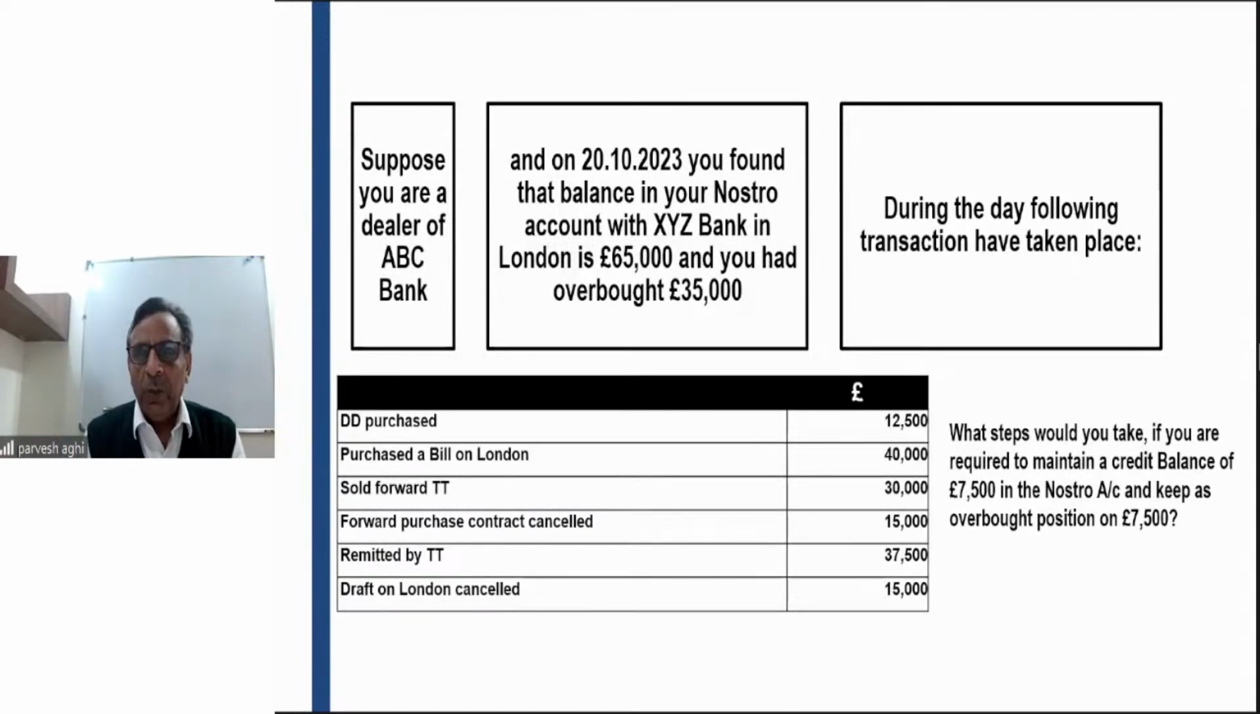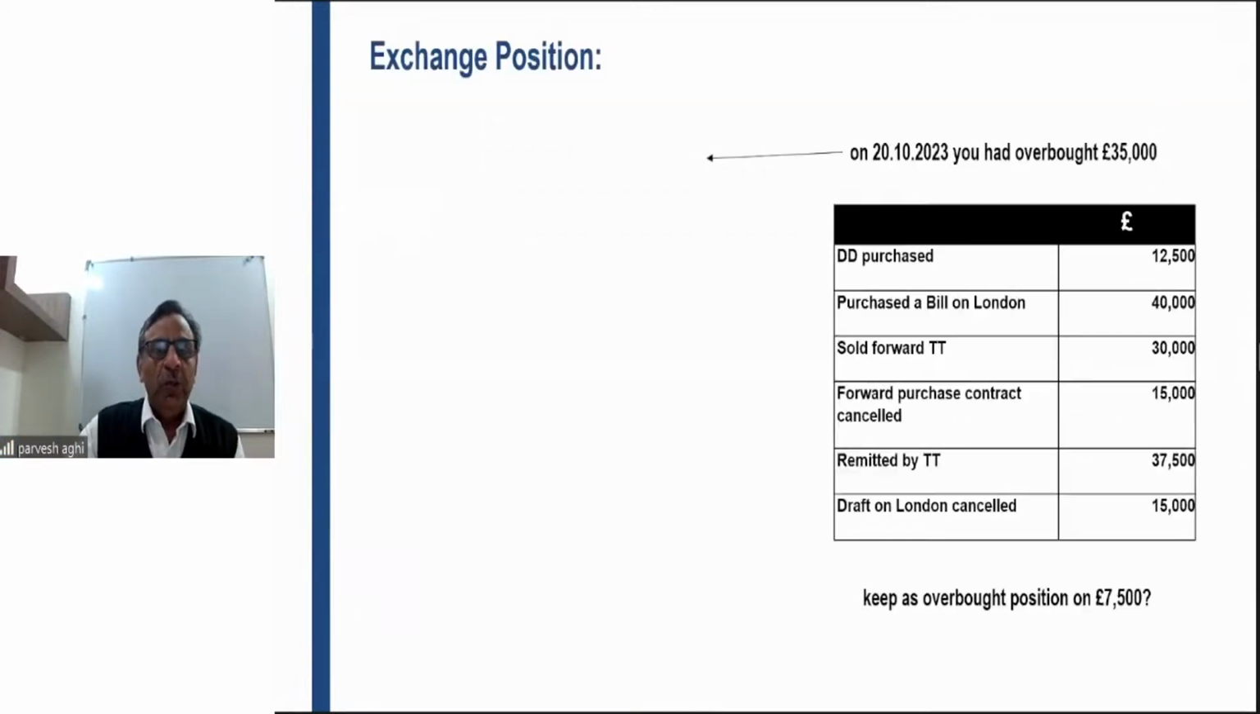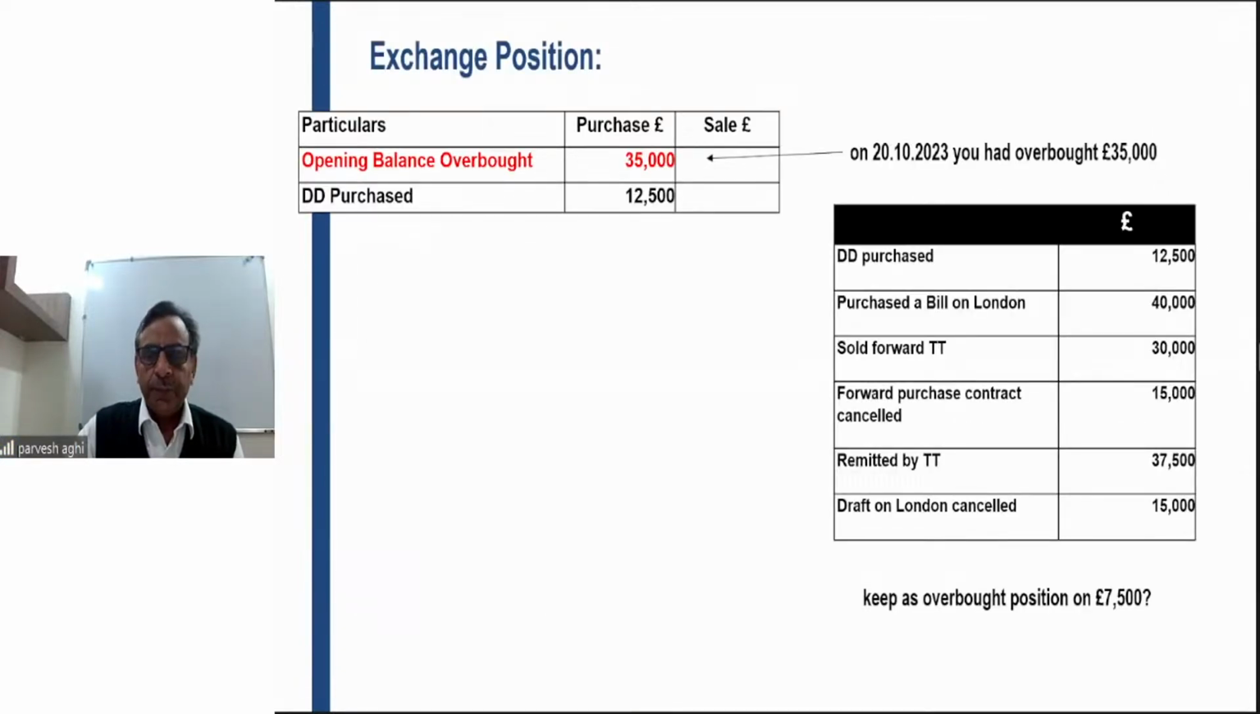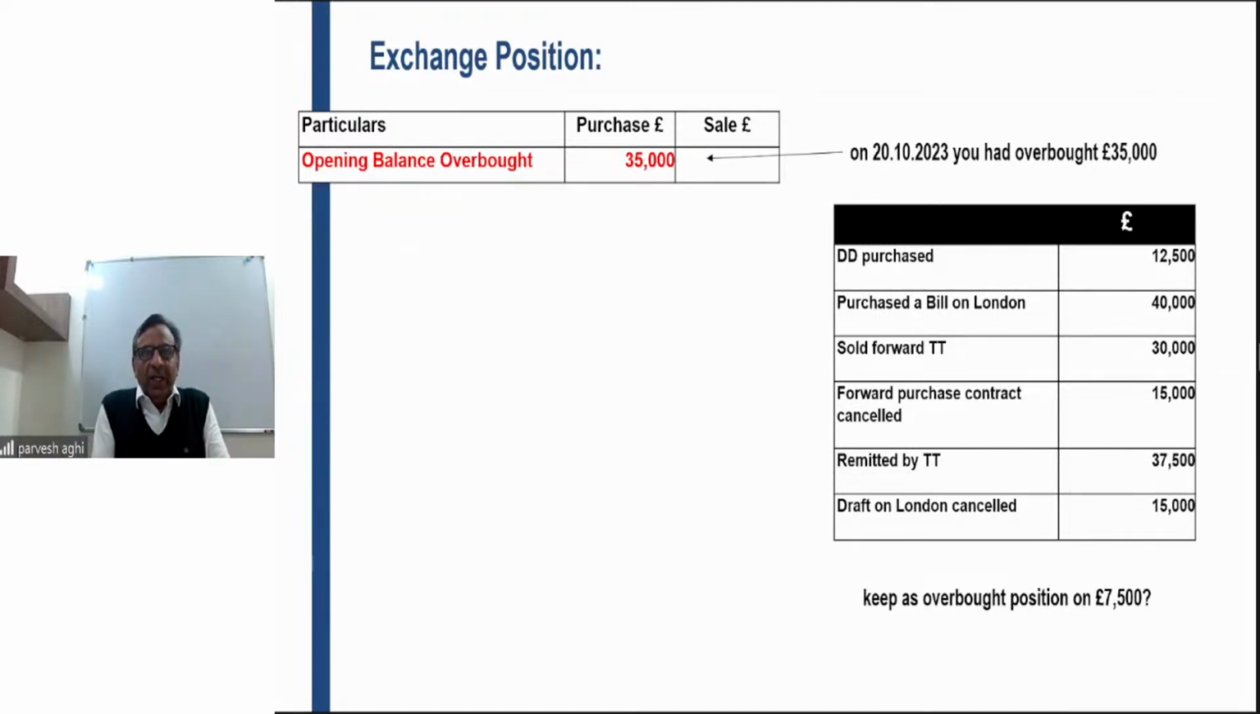What should you do if you were required to maintain a credit balance of 7,500 pounds in the Nostro account and keep an overbought position of 7,500 pounds? So you want your exchange position to be overbought, but you should have some balance of 7,500 in the Nostro account. So let's talk about it. So you started like this. Your transactions are given on the right hand side, and for exchange position, one by one, you'll see the drop happening.